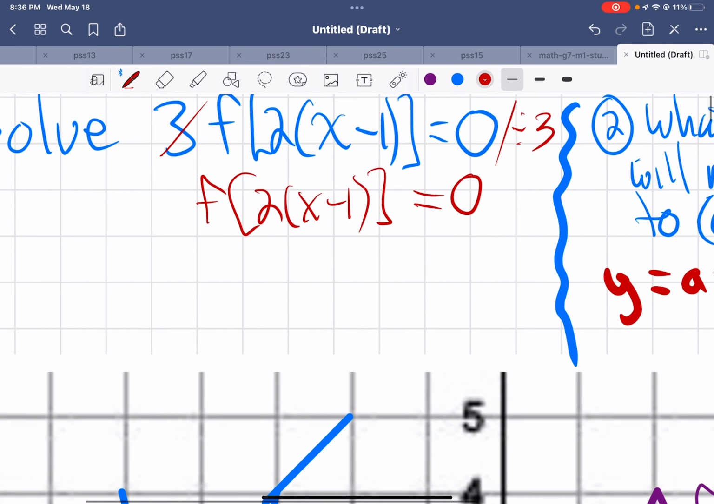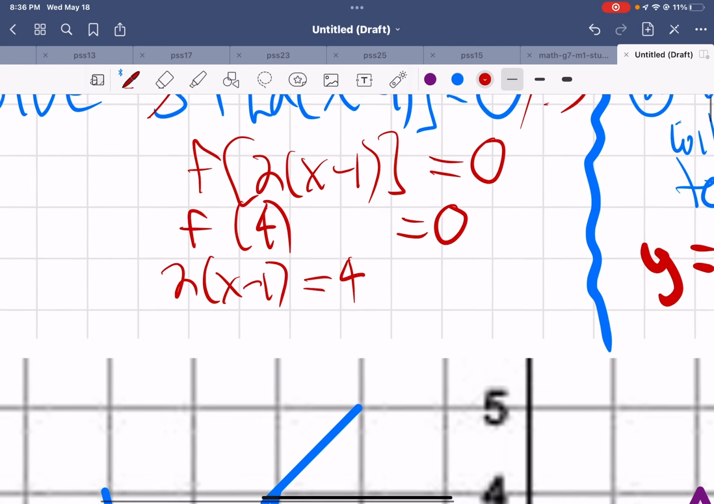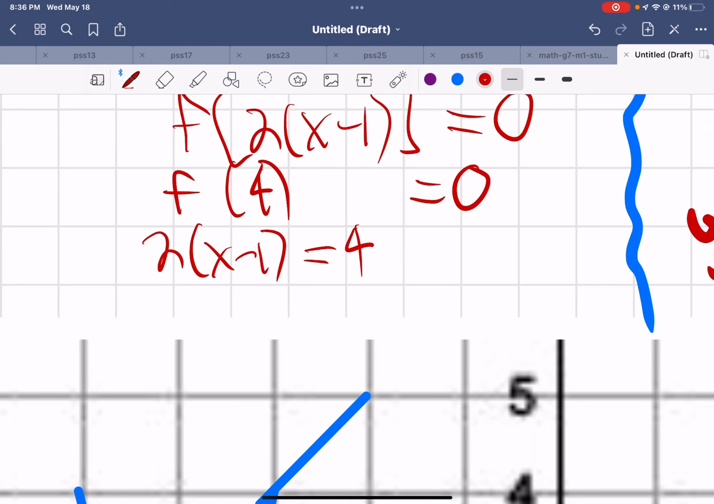f(4) = 0. So if I take a look at this, right, I've got f(0) = 0. Clearly, this has to also be equal to 4. Okay, so what do I do? I set 2(x − 1) = 4. How do I solve that equation?